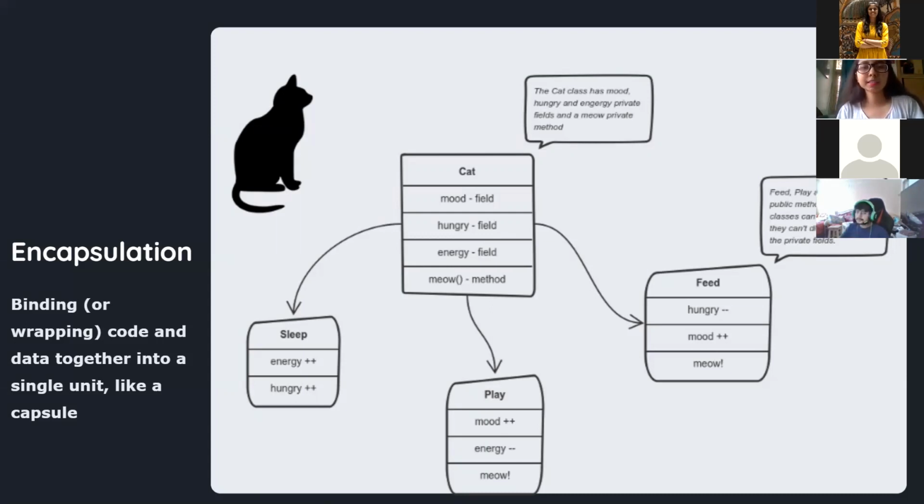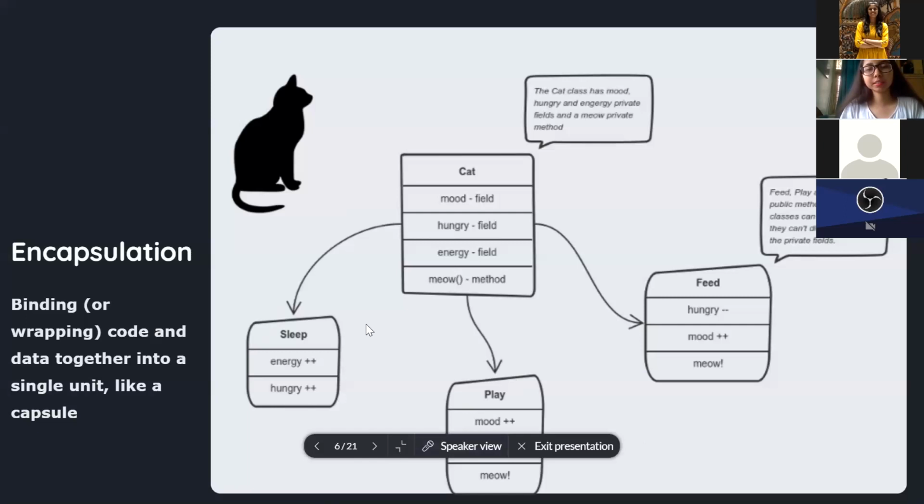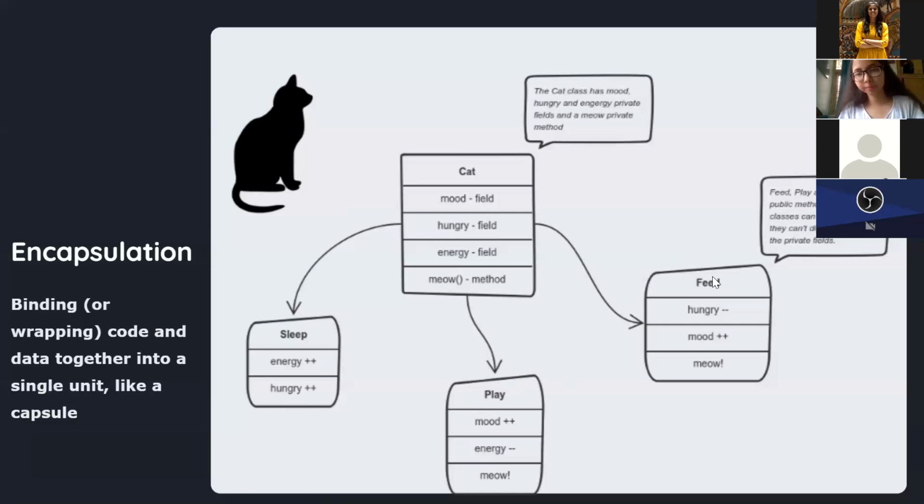So here is a very nice example. Suppose we have a cat and it has the private methods. These three are the variables or the fields: mood, hungry, and energy. And meow is a method. So these are the private methods and variables that the cat has. And these three boxes that you see here, sleep, play, and feed, these three are the public methods that are available to us.